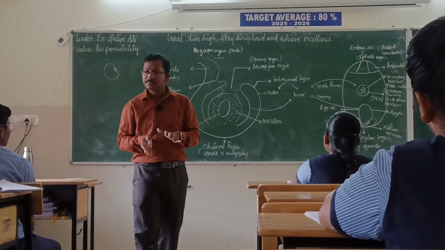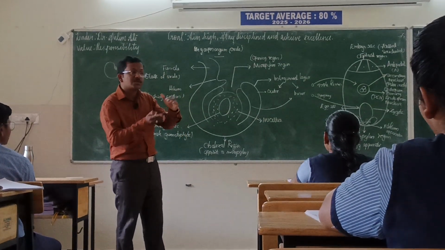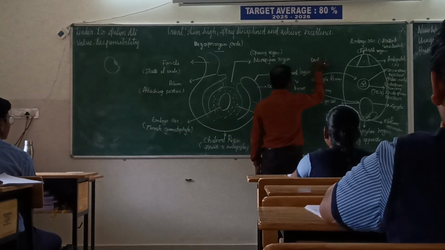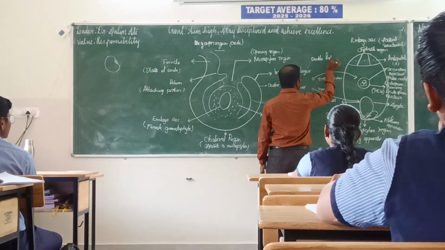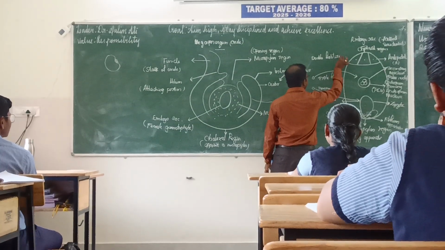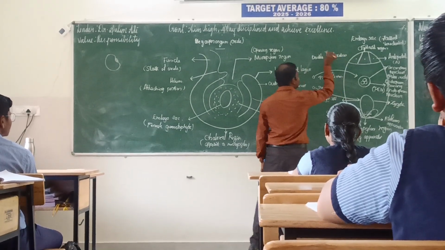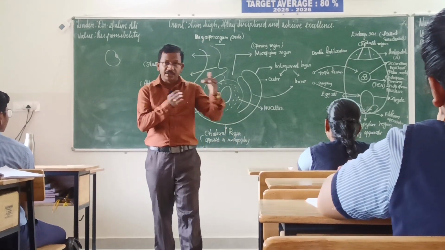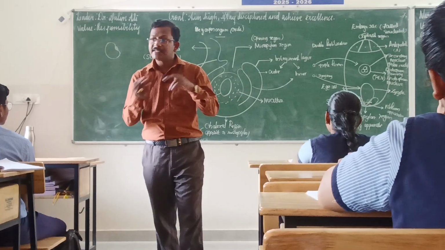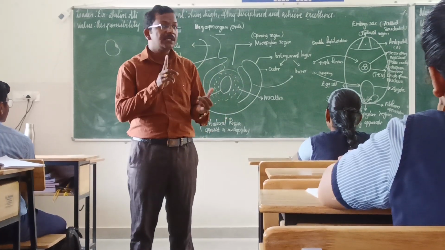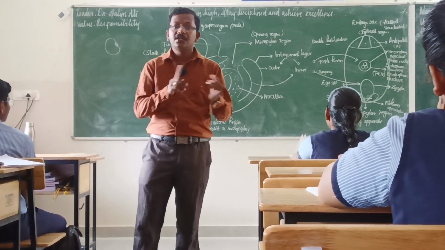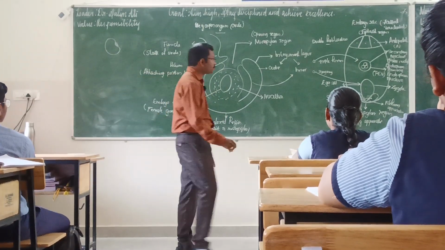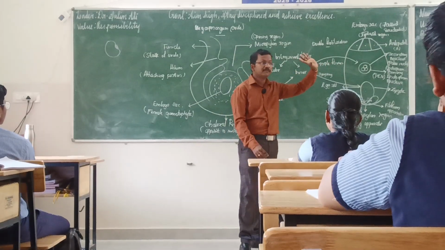Is it clear? So these two processes together we call double fertilization. Very good. It is the fertilization that takes place twice inside the embryo sac, so we call it double fertilization. The first process is syngamy and the second process is triple fusion. Both syngamy and triple fusion together we call double fertilization. Is it clear? Okay. Any doubts in this area? Anyone?